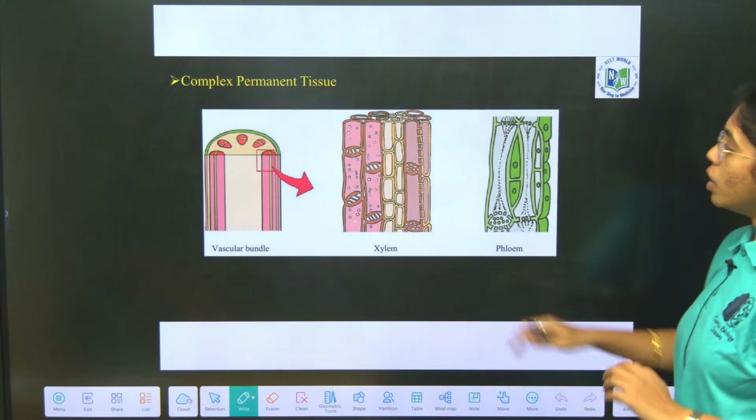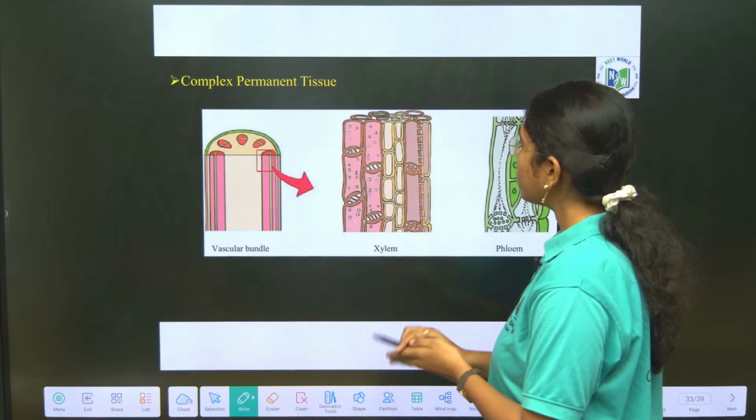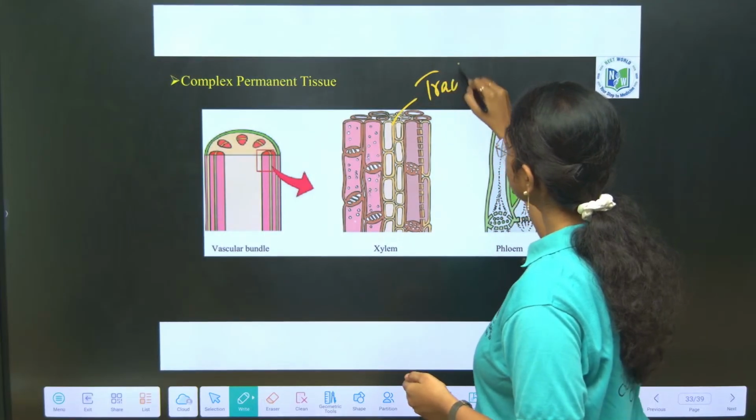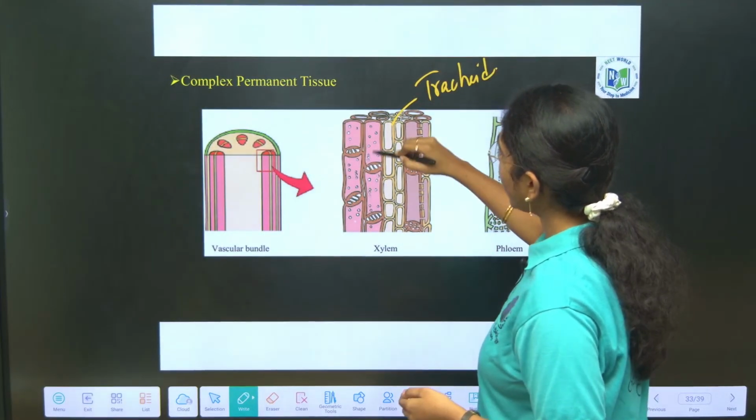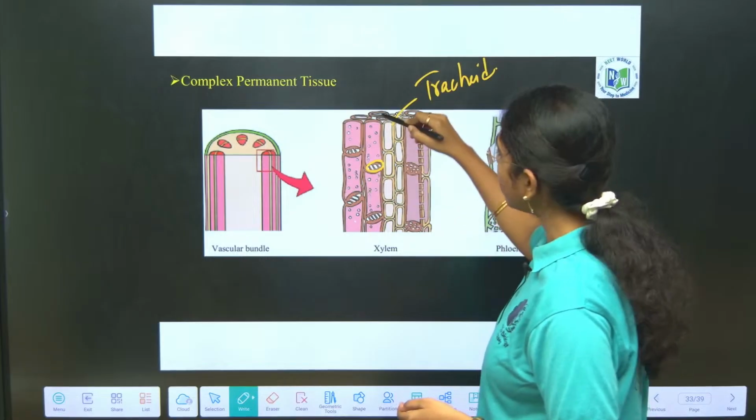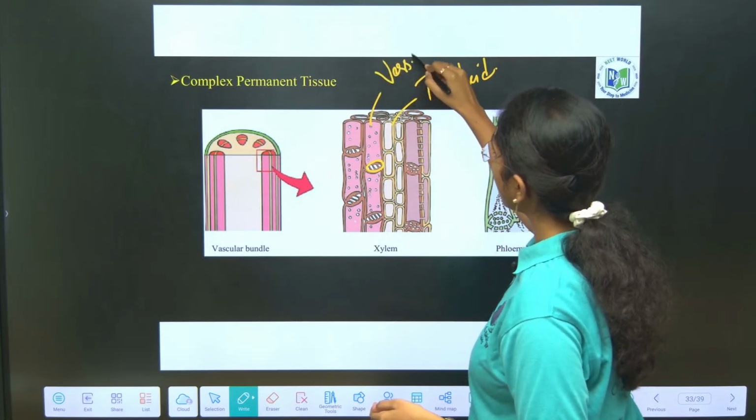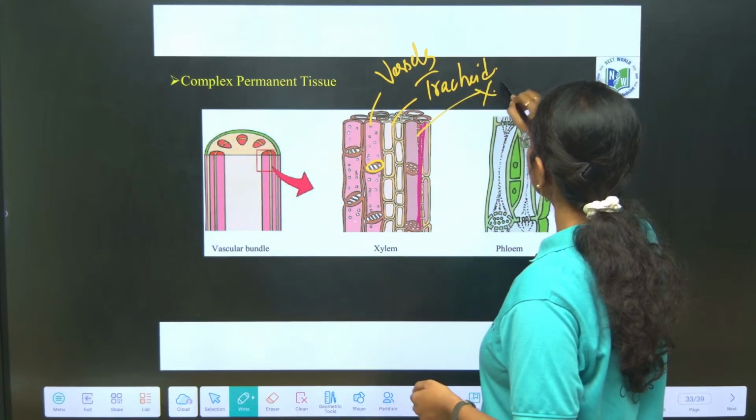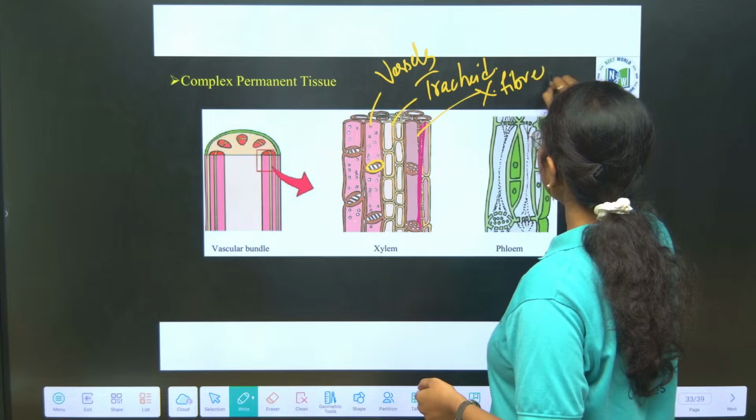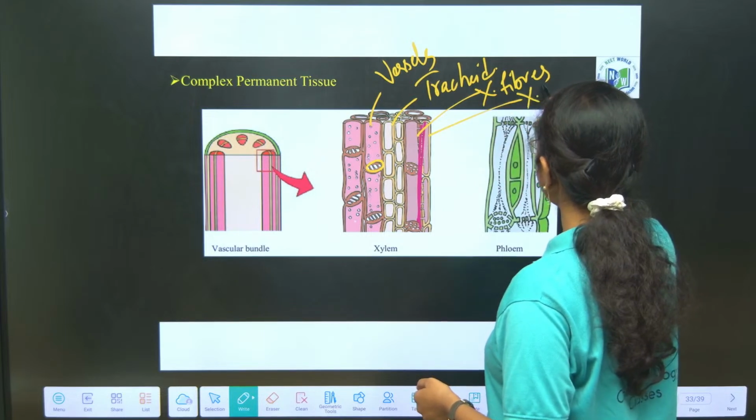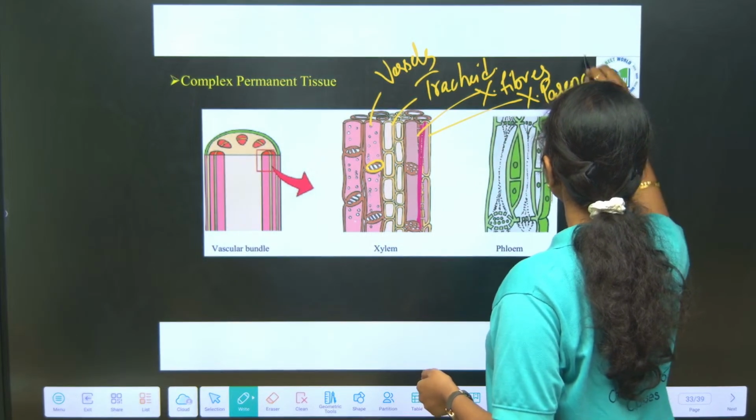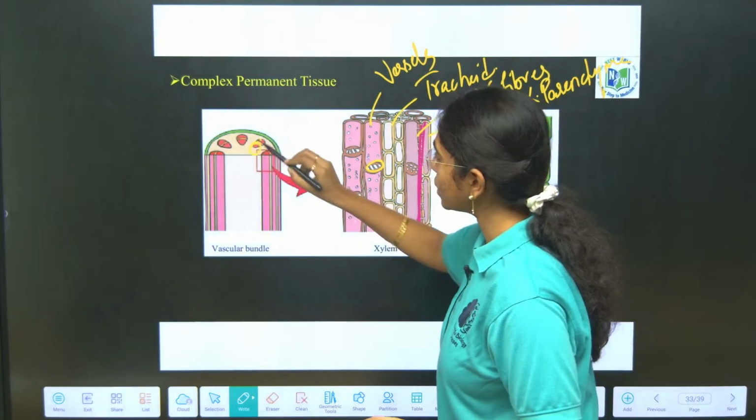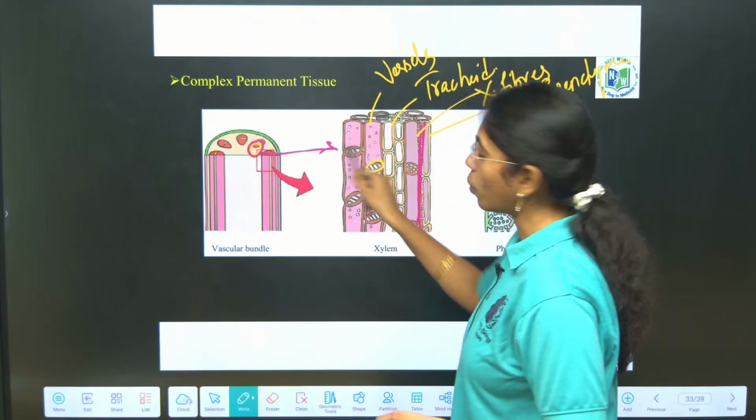Complex permanent tissues, what? Xylem and phloem. This diagram itself will tell you. At the center here you can see what? Tracheids. Followed by perforation plates you can observe, right? Vessels. These are xylem fibers, followed by xylem parenchyma. Each xylem tissue at the center will have all these 4 tissues.